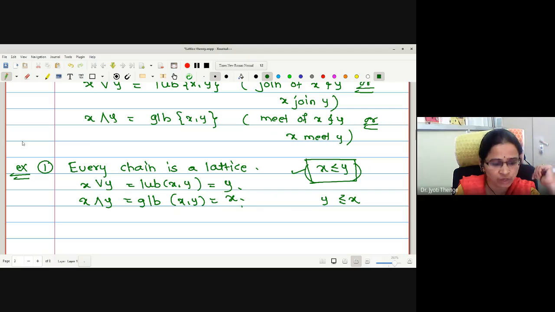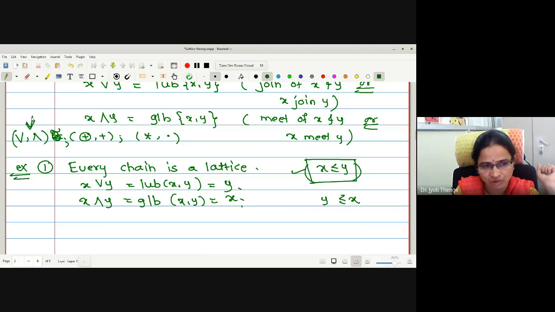I forgot to tell you other symbols for join and meet. Equivalently, sometimes some authors use this symbol for join and this plus symbol for meet. Or sometimes it is star for join and dot for meet. Now we are going to refer to join and meet with the symbols V and inverted V. Before I forget, I told you the symbols also.